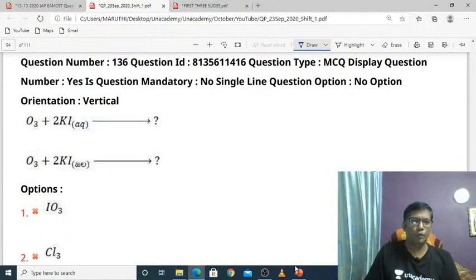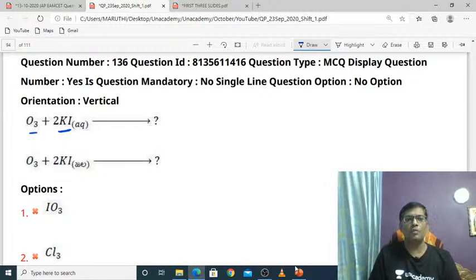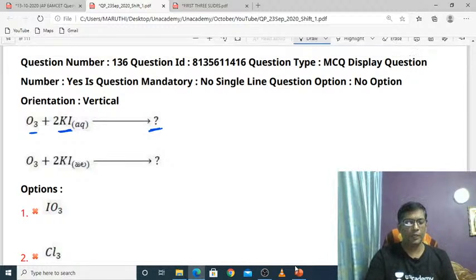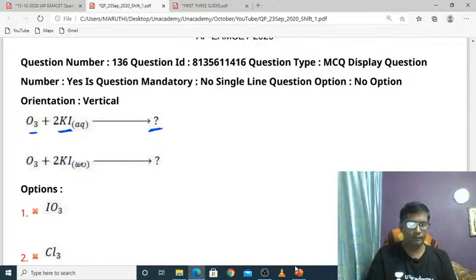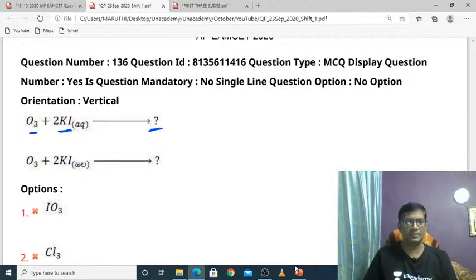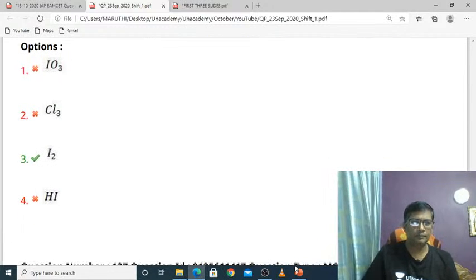See here, the question is this. O3, ozone, when it reacts with potassium iodide, what is the product?